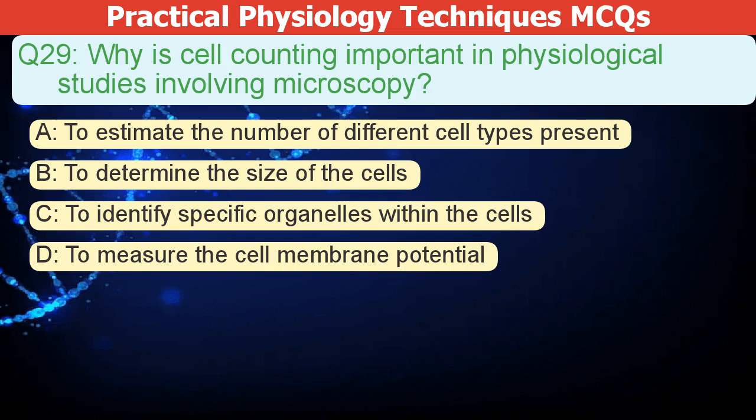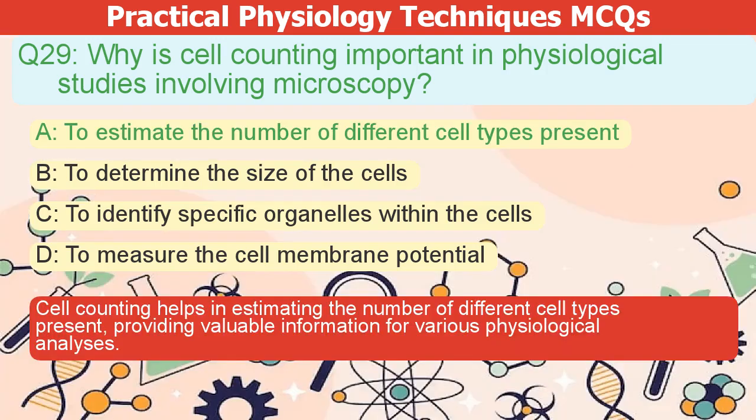Why is cell counting important in physiological studies involving microscopy? A. To estimate the number of different cell types present. B. To determine the size of the cells. C. To identify specific organelles within the cells. D. To measure the cell membrane potential. The correct answer is A. Cell counting helps in estimating the number of different cell types present, providing valuable information for various physiological analyses.